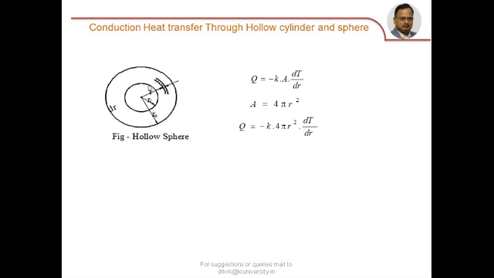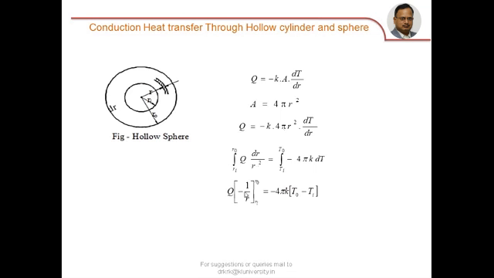The surface area is nothing but the area of cross section for the heat transfer to flow. So A is equal to 4 pi r squared. So Q is equal to minus K, in the place of A, 4 pi r squared dT by dr. This is Q by r squared into dr equal to minus 4 pi K dT.